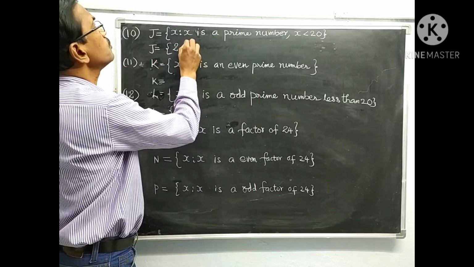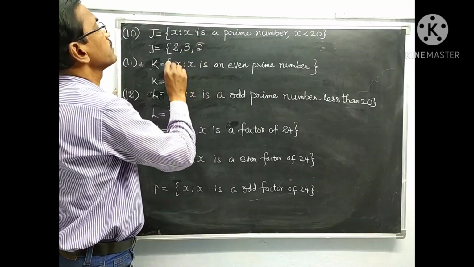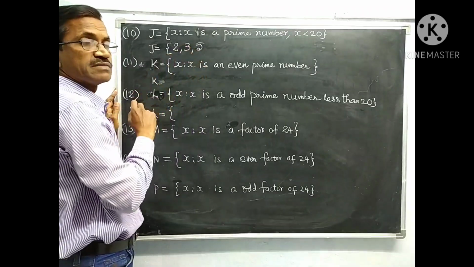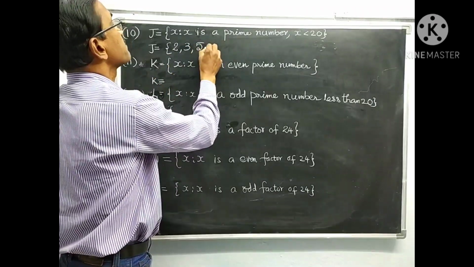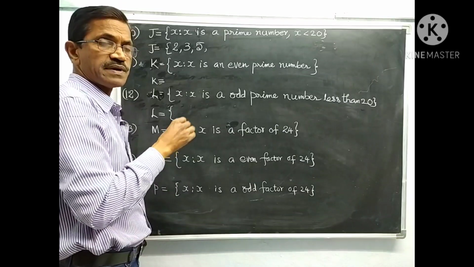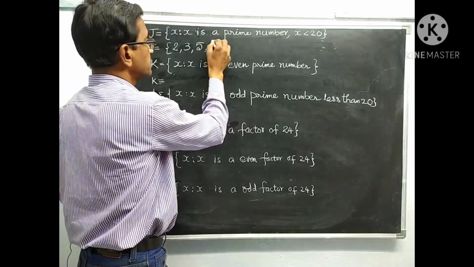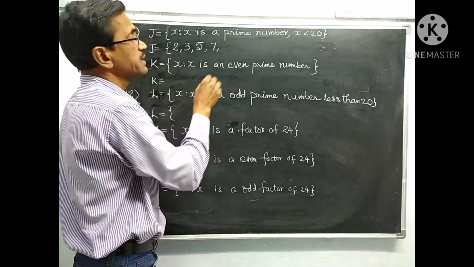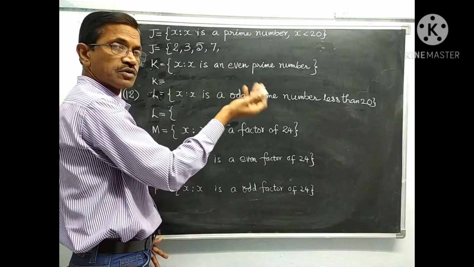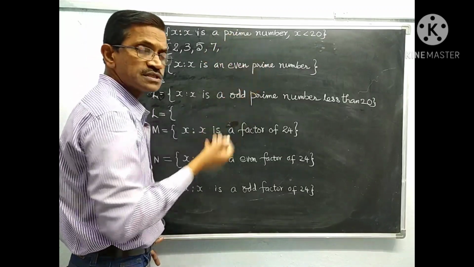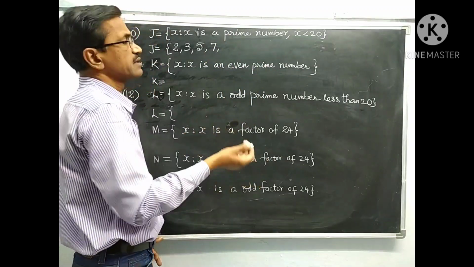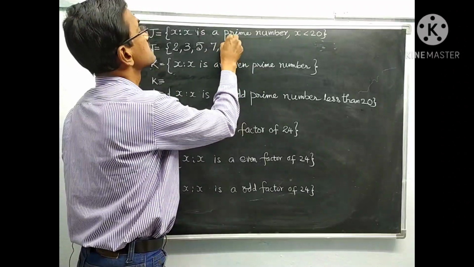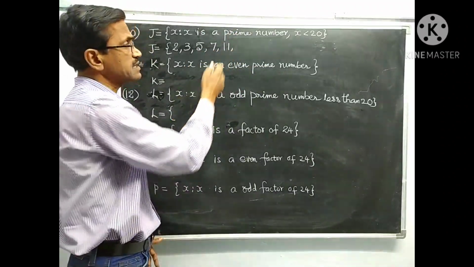Let us start now. 2, 3. 1 is neither prime nor composite number. 4 is a composite number, divisible by 2. 5 is a prime number. It is not divisible by any other number. 6 is a composite number, divisible by 2. 7 is a prime number. 8 is a composite number, divisible by 4 and 2. 9 is also a composite number, divisible by 3, and 10 is divisible by 2 and 5. 11 is not divisible by any other number except itself.